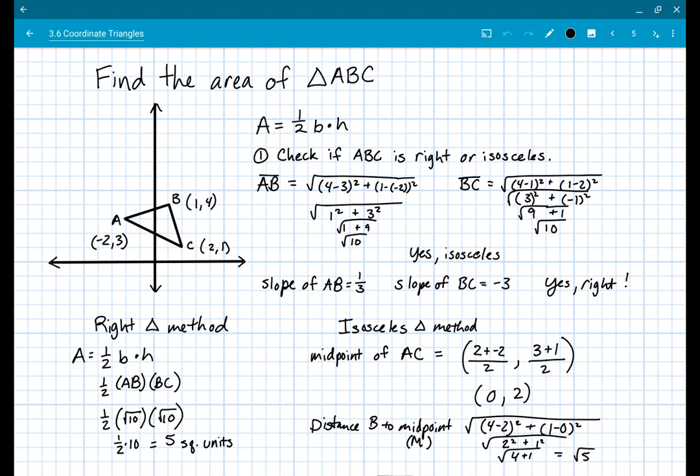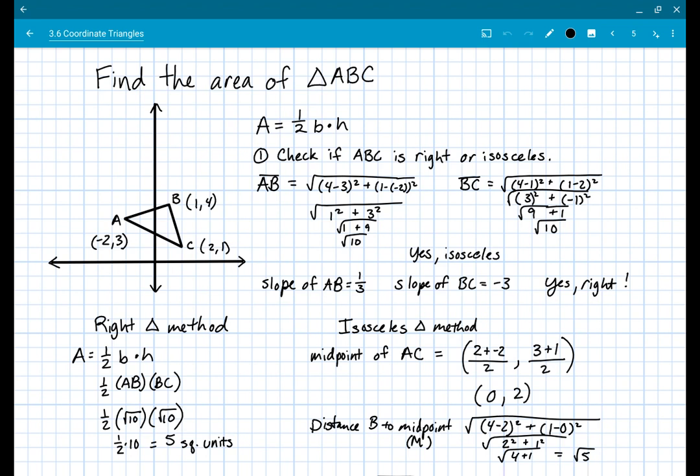The last type of question we have, I'm going to show you 2 different ways to solve this one. We're asked to find the area of triangle ABC. Now, the 2 types of areas that are the easiest to find are if it's a right triangle or an isosceles triangle, especially if it's a right triangle. So first I wanted to check if it's right or isosceles.